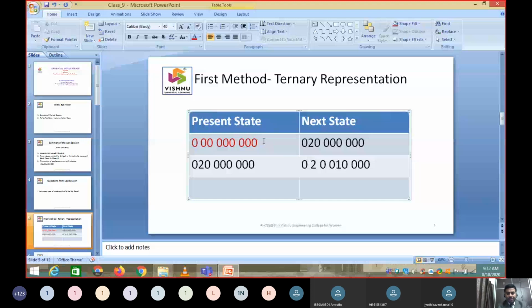See, what can be the next state? Like, is this valid? Just tell me. This is valid. Just a minute, I'm just typing this.